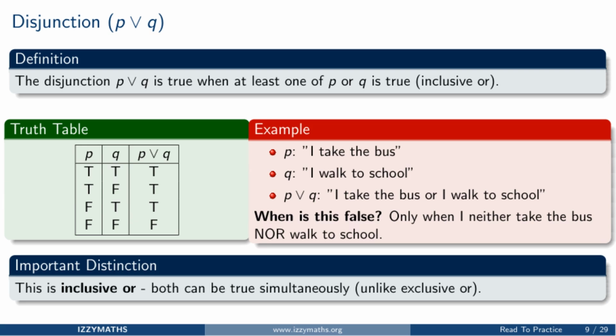Consider this example. Let P be "I take the bus" and Q be "I walk to school." Then P or Q means I take the bus or I walk to school. When is this false? Only when I neither take the bus nor walk to school. The important distinction here is that this is inclusive or, both can be true simultaneously, unlike exclusive or, which we'll see later.